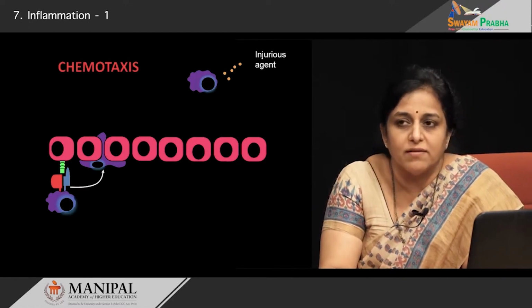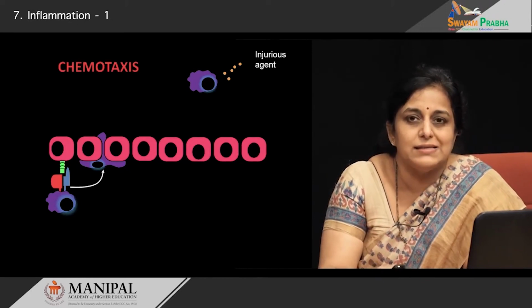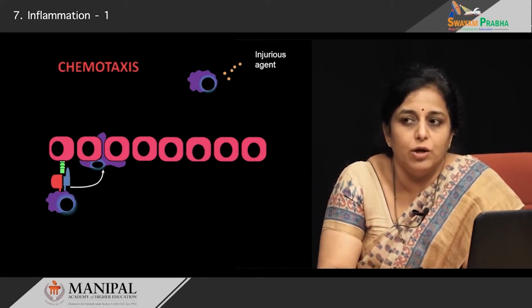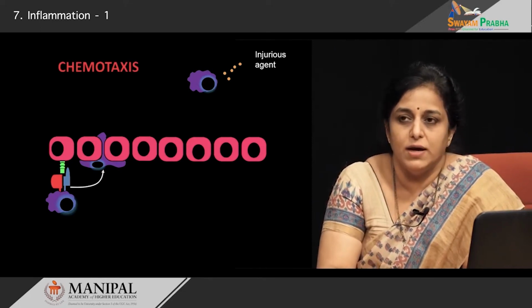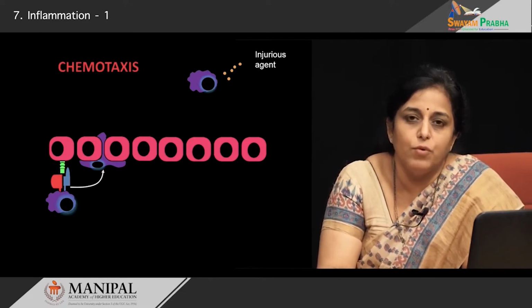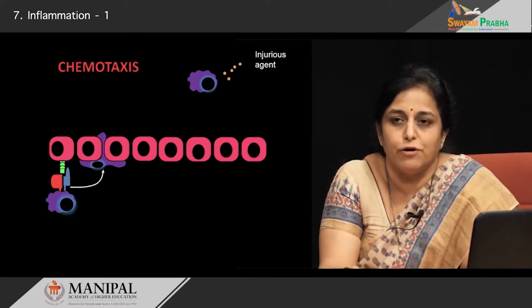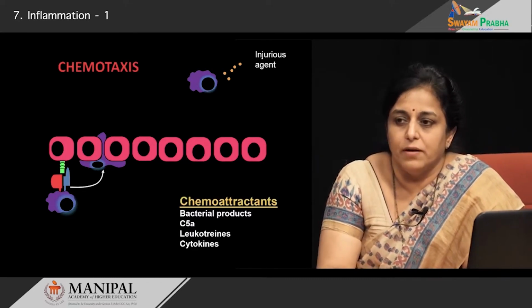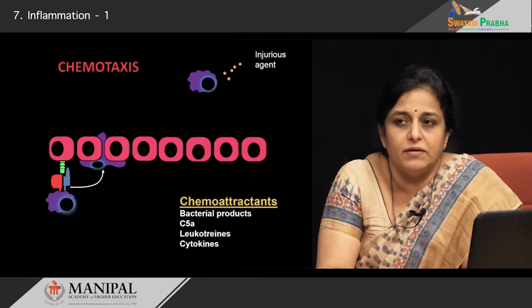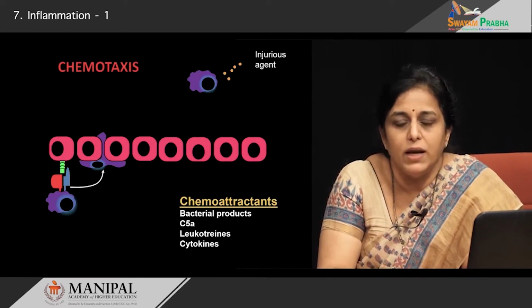It is called chemotaxis because the movement is towards a chemical gradient. Chemicals are released at the site of injury which attract the leukocytes, causing them to move towards the site of injury. So taxis is movement and chemo is chemicals. So it is a unidirectional movement of leukocytes to the site of injury which is regulated by chemicals. So the most important chemoattractants that are released are the bacterial products themselves, which attract the leukocytes.